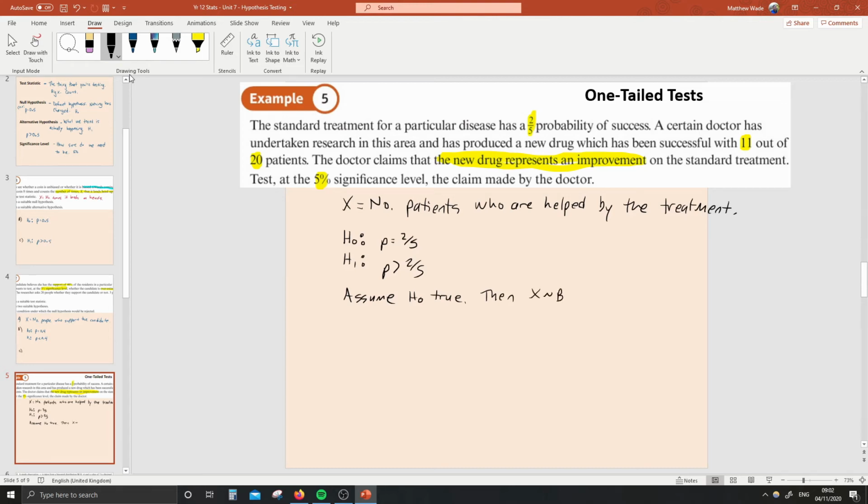X is going to be a binomial distribution, because of all the four things that make a binomial distribution. It's got a set number of trials, success or failure, fixed chance of success, and independence. So X is going to be a binomial distribution with how many patients did we test? That's right, 20. What was our chance of success if H naught was true? That's right, 2/5. Like a boss. Cool? And then that's it. We're testing at the 5% significance level as well.